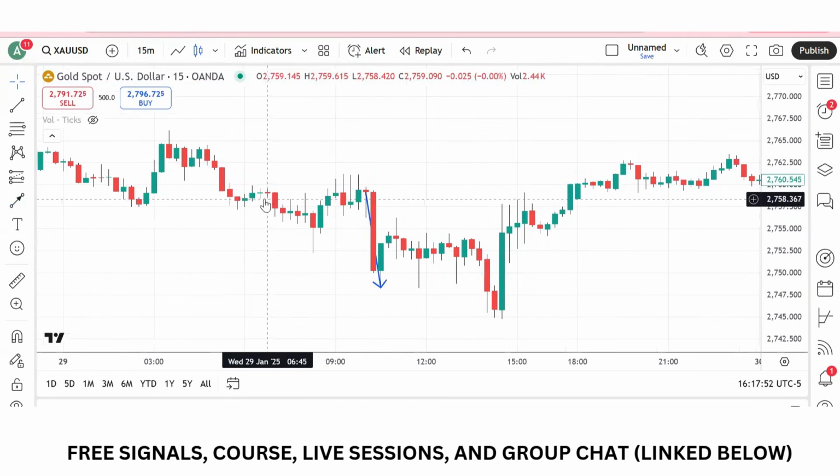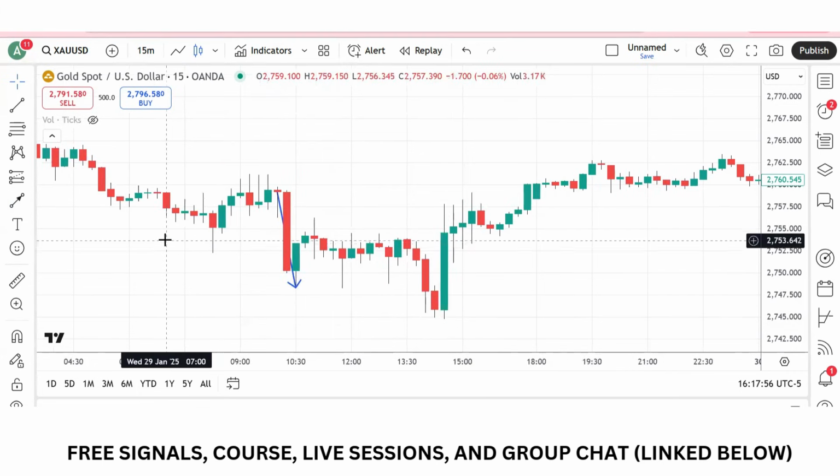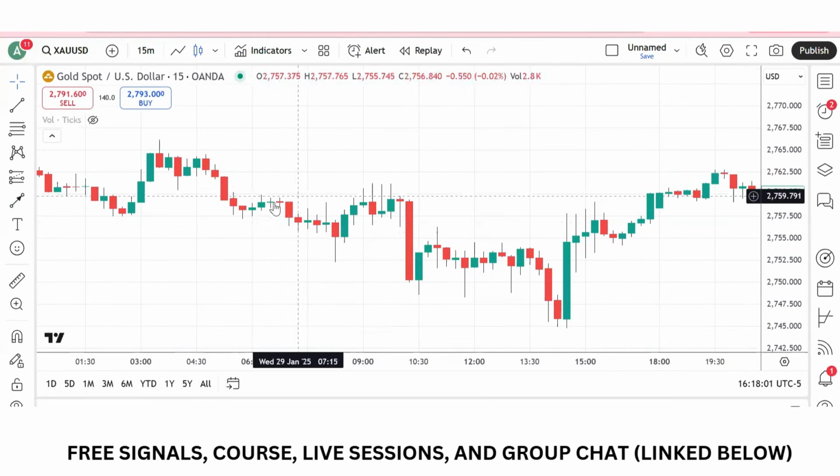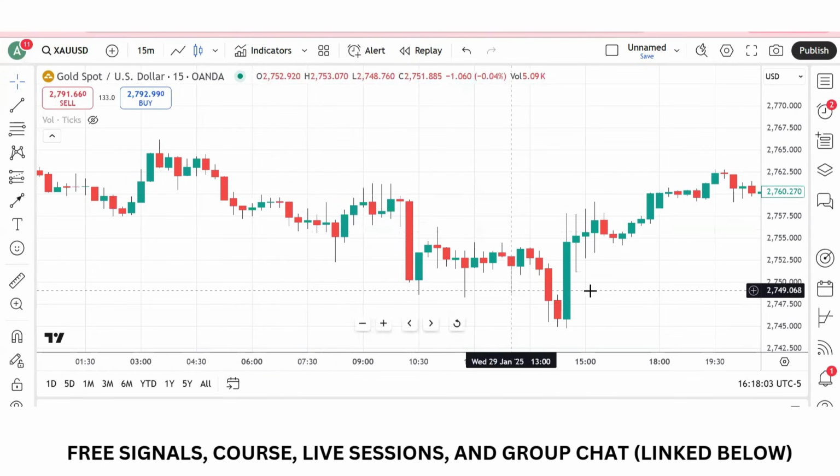Now, what do we have here, guys? Look at these. We have two doji candles. These are two indecisive candles, indicating that we don't know whether the market is going to go up or down. So we wait and we see what is going to happen.